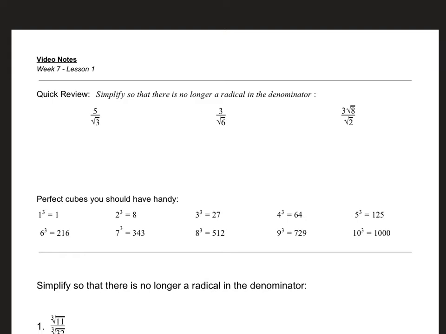So what we're used to, we've seen rationalizing the denominator, right? When we have a fraction with a square root symbol in the denominator, we know how to rationalize that. We know how to get rid of that. Remember, we never want a radical in the denominator.